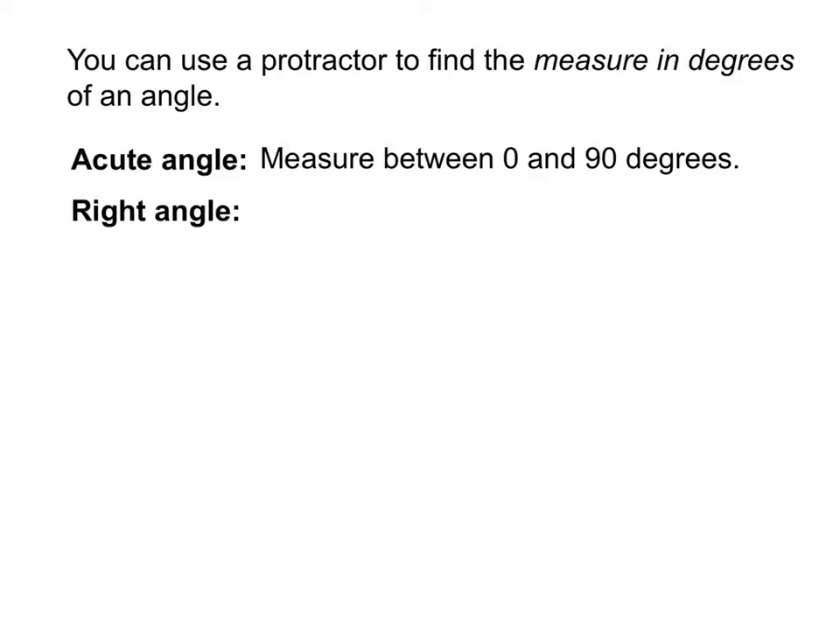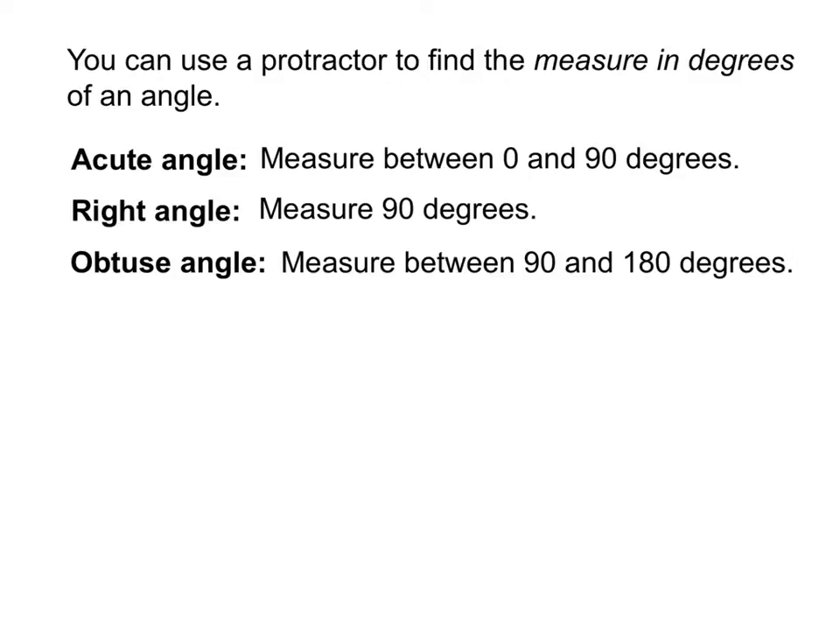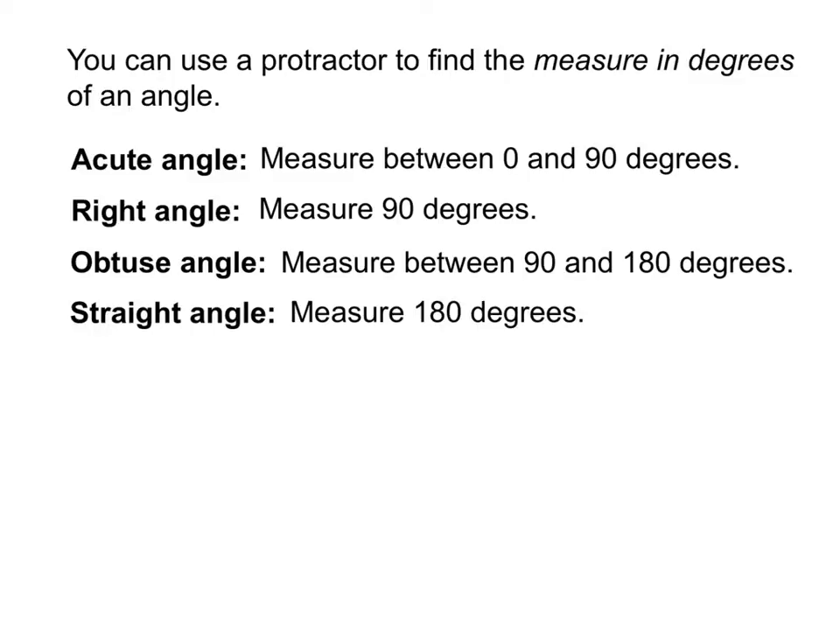Next, there is a right angle. This is an angle that measures exactly 90 degrees. Next, there is the obtuse angle. This is an angle that measures between 90 and 180 degrees. And lastly, there is the straight angle. This measures exactly 180 degrees.